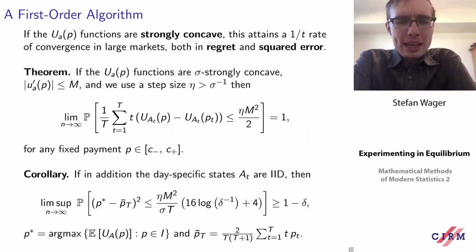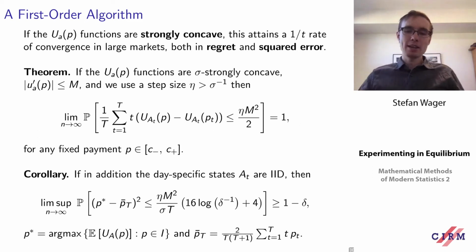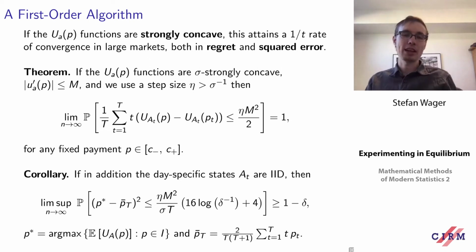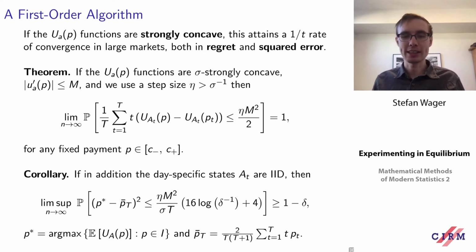So all these results are going to be in a setting where we pick a number of time periods, capital T. Say we're going to run this for 100 days, and then we're going to take the marketplace size to infinity for the number of days fixed. The reason we need to do asymptotics in this direction is that typically the marketplace will be much larger than the number of days you're running the algorithm for.